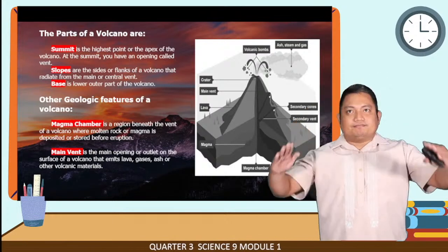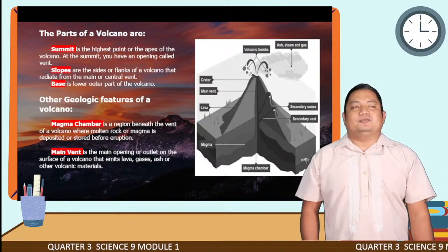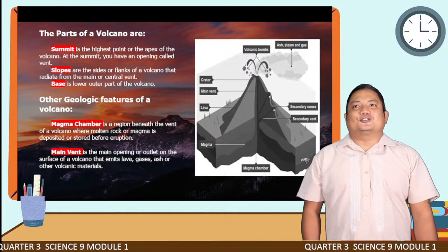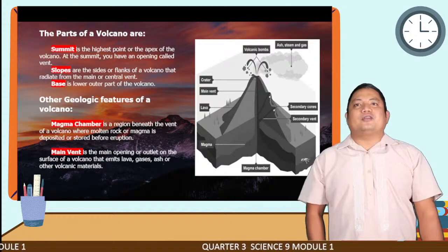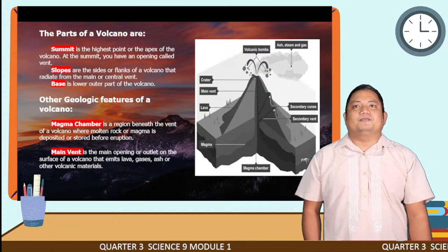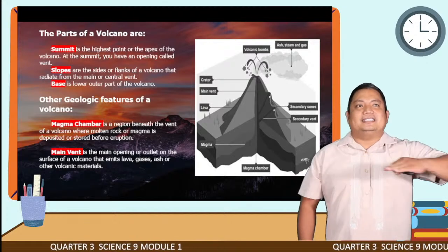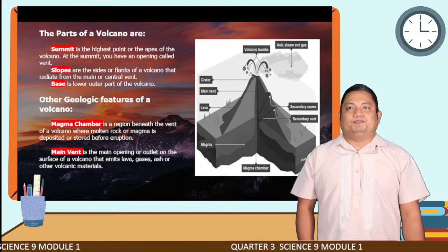Summit is the apex of the volcano. At the summit, you have the main vent. Slopes are the sides or flanks of a volcano that radiate from the main or central vent. The base is the lower outer part of the volcano.